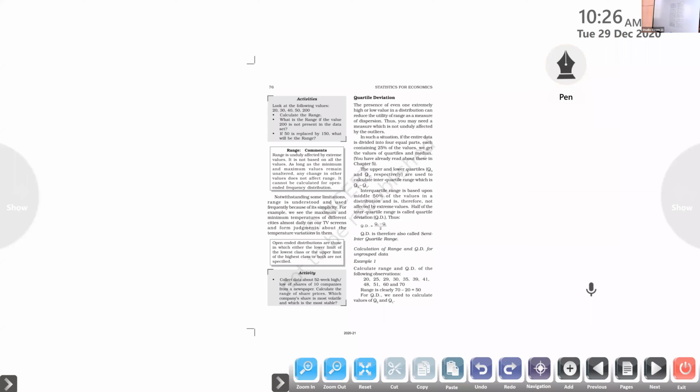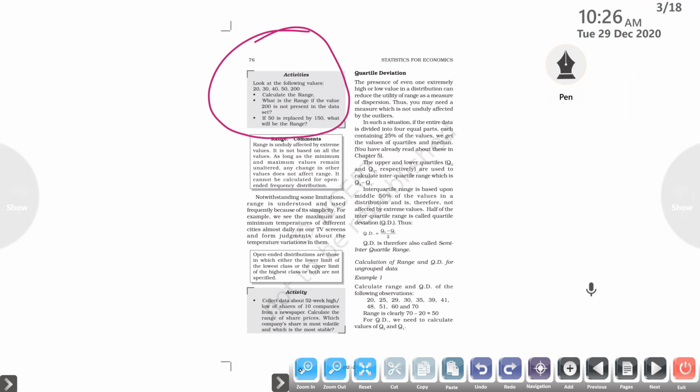So going for an activity here. Look at the following values: 20, 30, 40, 50, and 200. Calculate the range. Make it fast. Give me the answer, quick. 180. Look at the following value. Calculate the range. So I said it is 180.